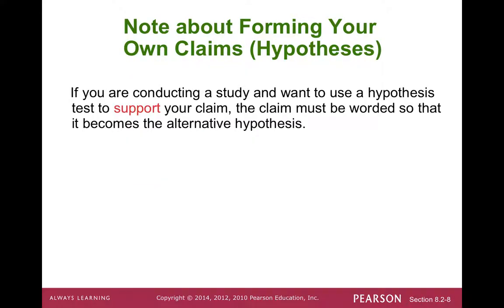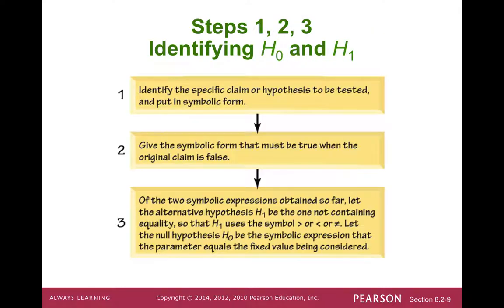If you're conducting a study and want to use a hypothesis to support your claim, the claim has to be worded so that it becomes your alternative hypothesis. So this again will make a little more sense once we do an example, but basically the claim will always be worded the same way that your alternative hypothesis will be worded. Whereas your null will always be not how your claim is worded.